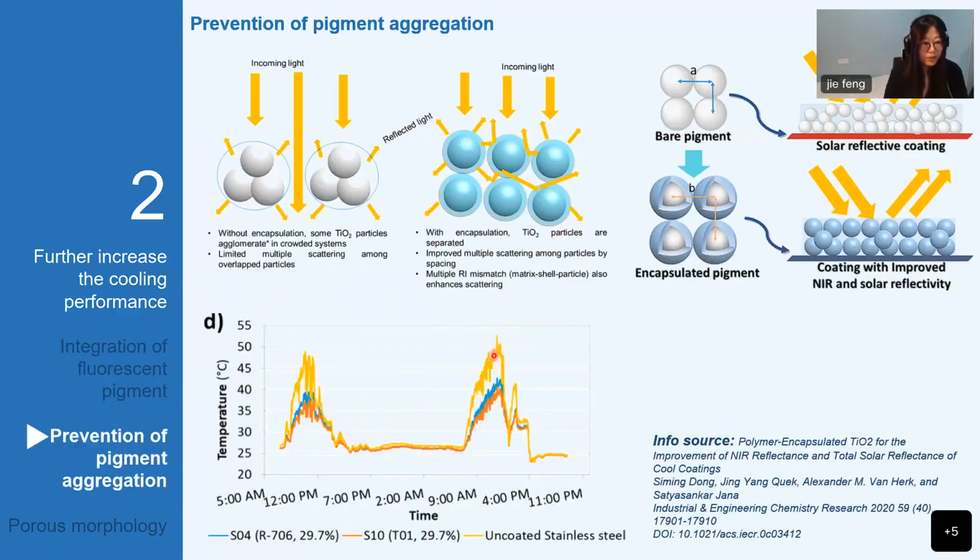Secondly, it is well known that reflective particles in coatings tend to aggregate. The aggregation of particles not only reduces light scattering efficiency due to the overlapping of the particles, but also adversely affects other physical properties of the material. In a very recent study, cool coatings formulated using polymer encapsulated particles can result in an improvement of up to 10% of the total reflectance, and therefore can improve the cooling efficiency accordingly.